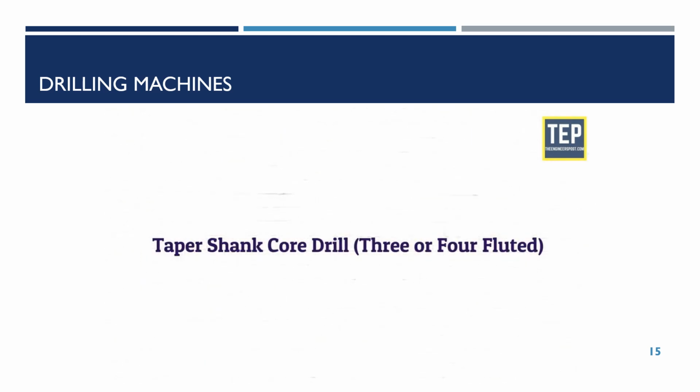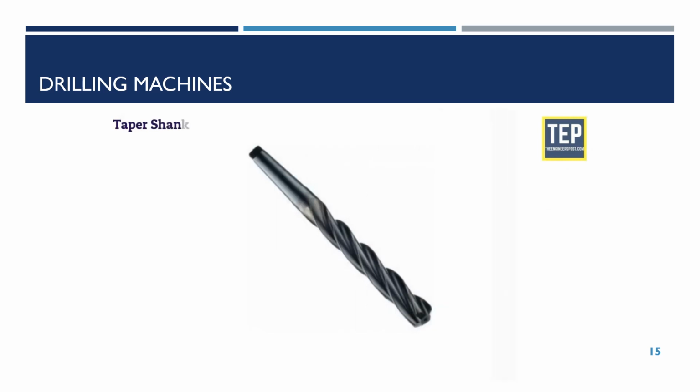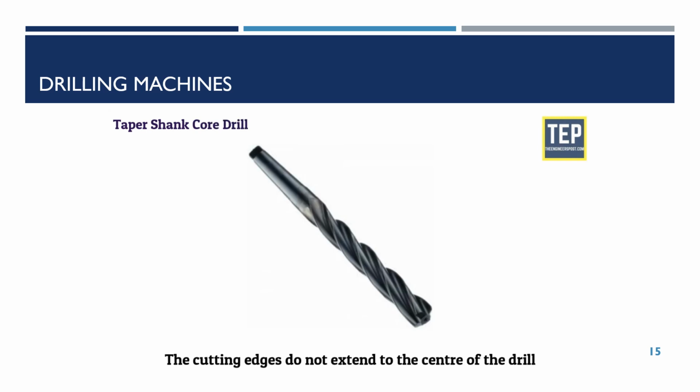Taper shank core drill. These drills are intended for enlarging cored, punched, or drilled holes. These drills cannot originate a hole in a solid material because the cutting edges do not extend to the center of the drill. The metal is removed by a chamfered edge at the end of each flute. Core drills produce better finished holes than those cut by ordinary two-fluted drills.